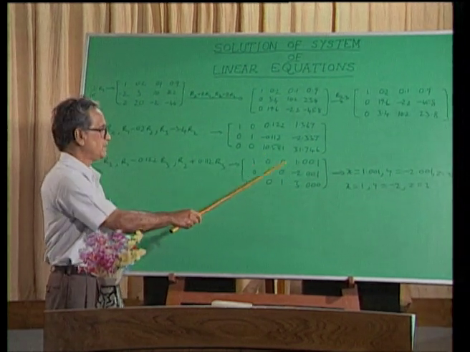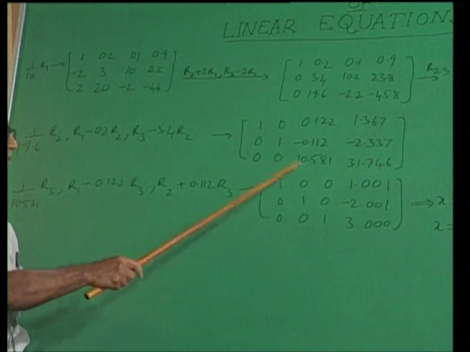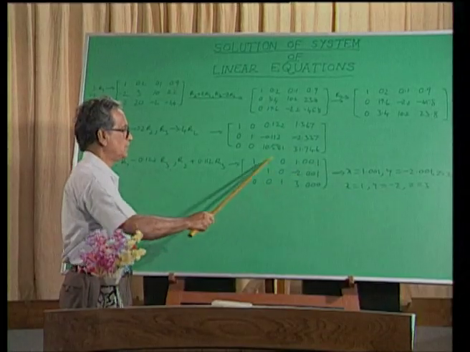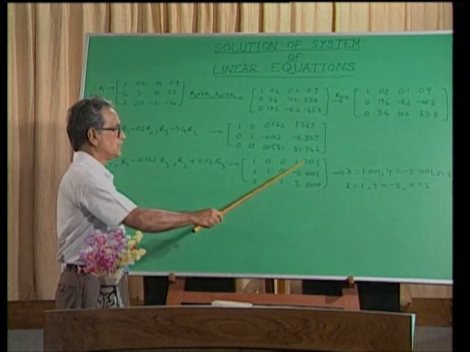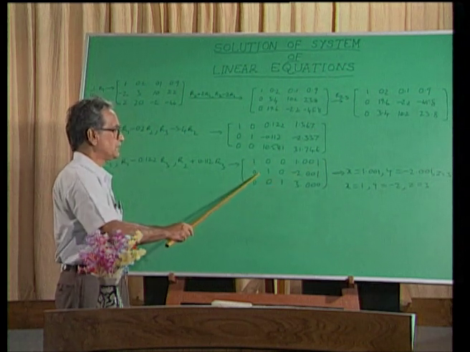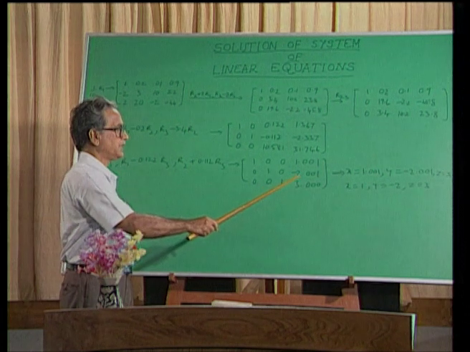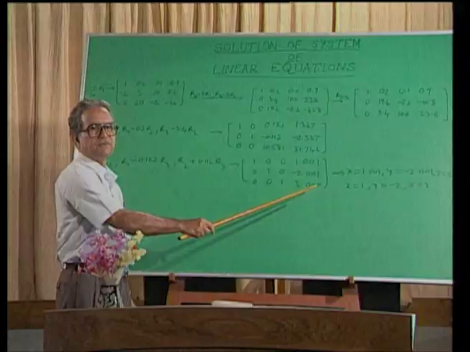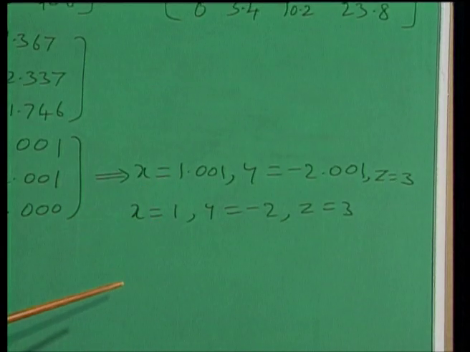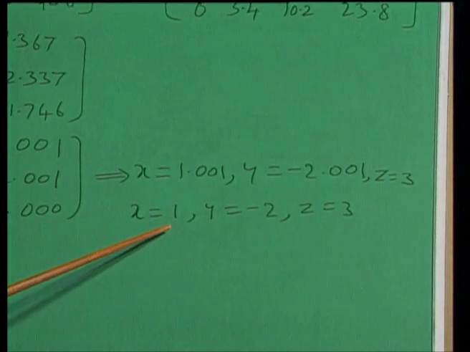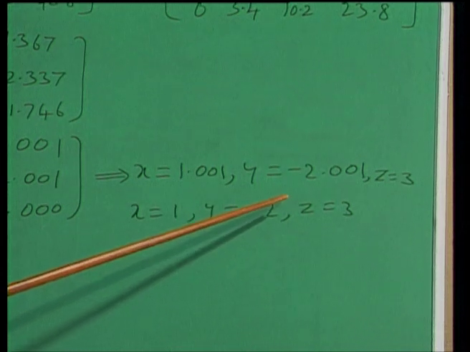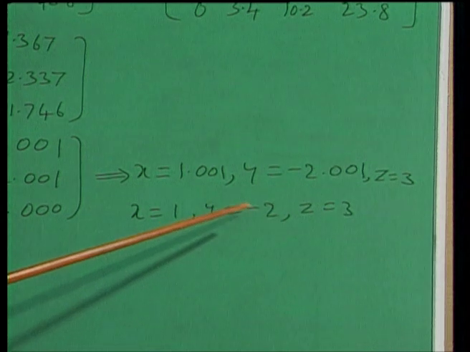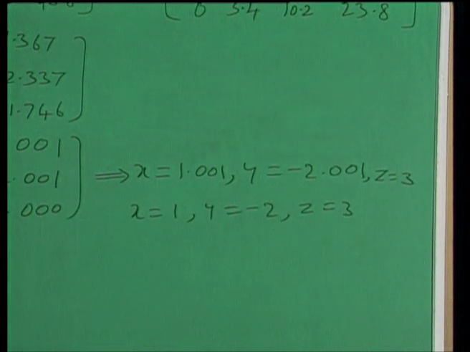You see, this is of the form I, the 3 by 3 unit matrix, and this is the solution vector. So, from the first row, you can immediately read x is equal to 1.001, from the second row y is equal to minus 2.001, from the third row z is equal to 3. Correcting to 2 decimal places, we get x is equal to 1, y is equal to minus 2, z is equal to 3. You can check by substituting these values in the given equations.